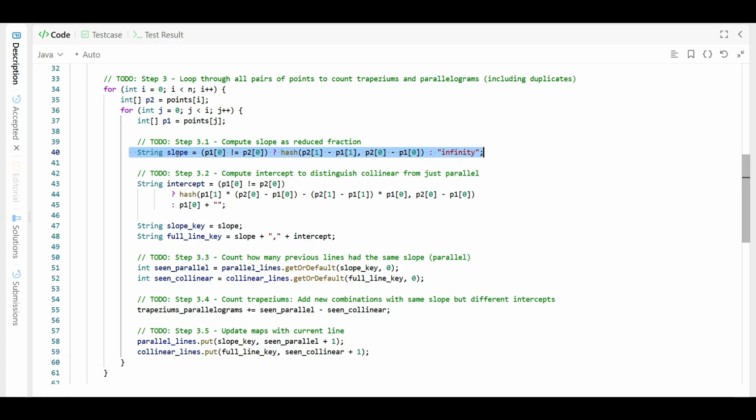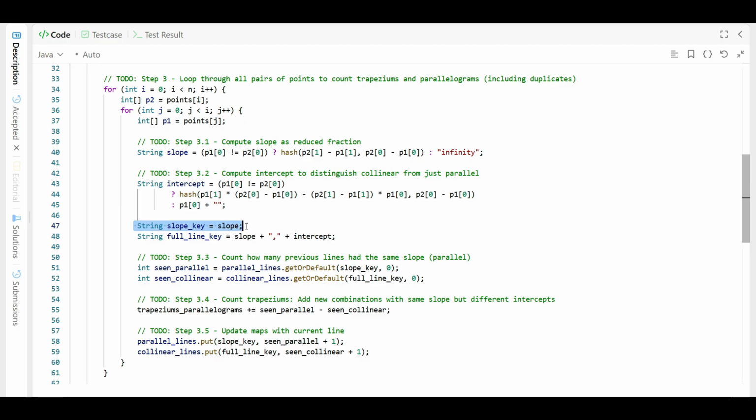So you will get the slope. You will check the hash function, and it will give you some value if it is not equal. If it is not equal, it will go to infinity, which means it will become parallel, right? If the slope is infinity, this is a parallel. Similarly for the intercept, you will compute the intercept. If we are getting some value for the intercept, it is not parallel, it's a collinear.